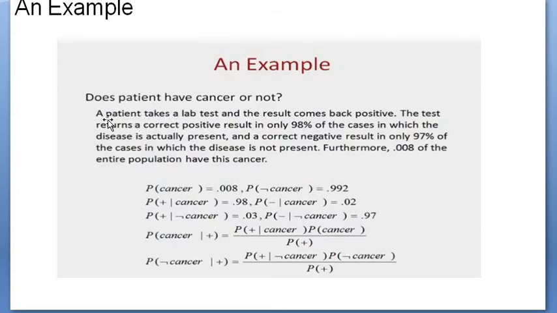Okay, so look at this. A patient takes a lab test and the result comes back positive. The test returns correct positive results only in 98% of cases. So he is telling us that he has given some test and the test comes out positive, and in 98% of cases we will get it as positive. That means what is the negative? In 2% of cases, even though it is positive, we can get it as a negative.